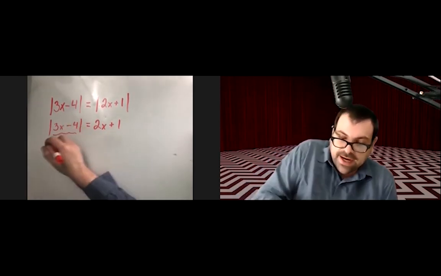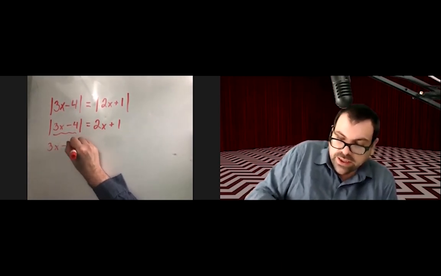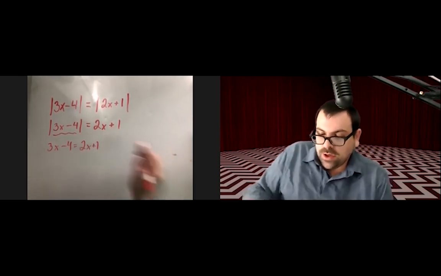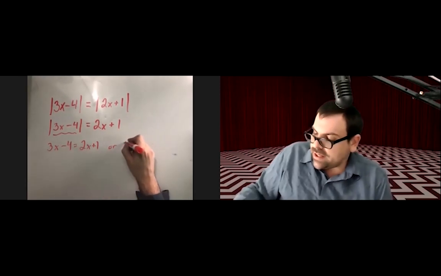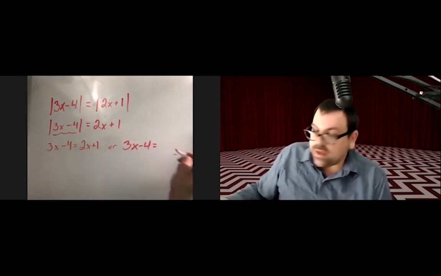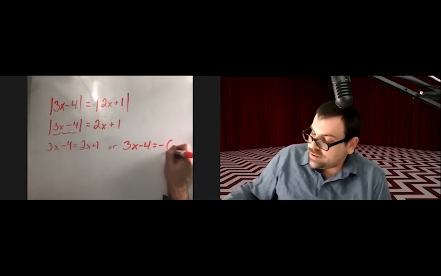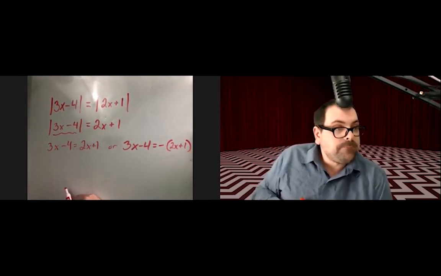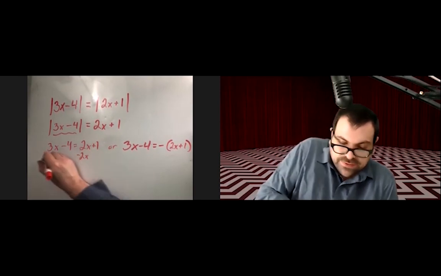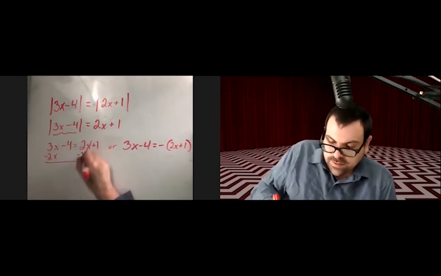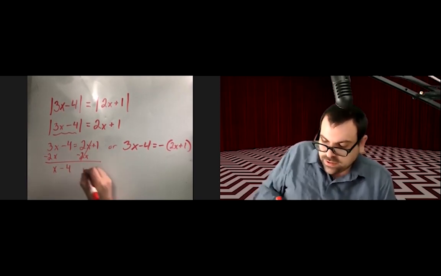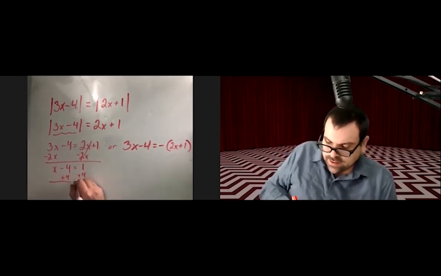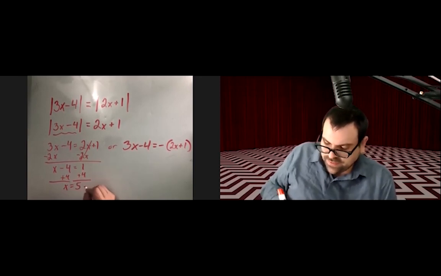So either the stuff inside, the 3x minus 4, equals exactly the 2x plus 1, or the stuff inside, the 3x minus 4, equals the opposite of the 2x plus 1. So over here, subtract 2x from both sides. x minus 4 equals 1. Add 4 to both sides. x equals 5.